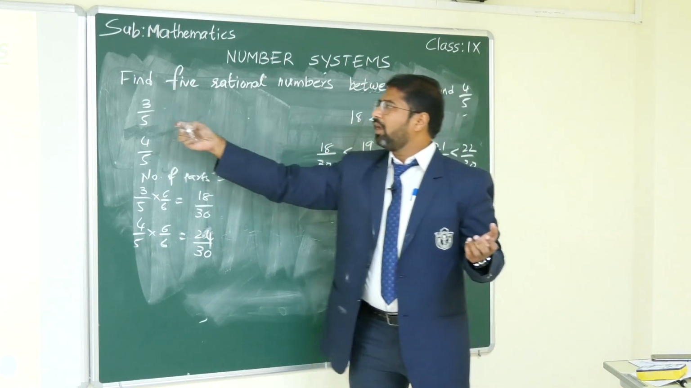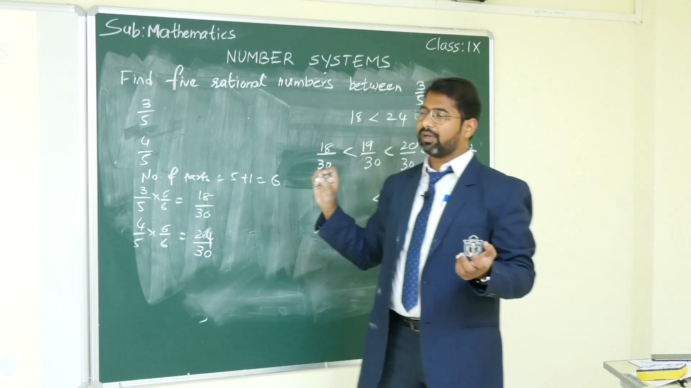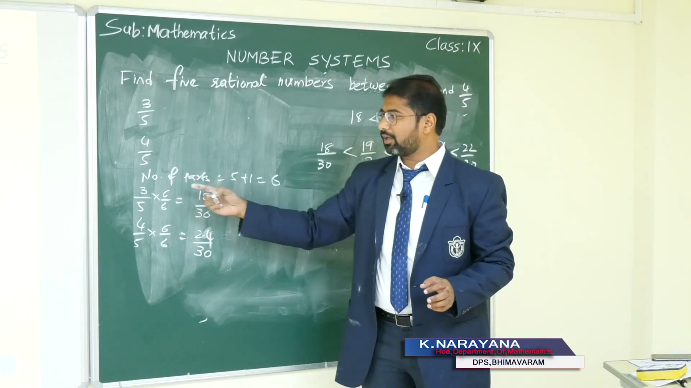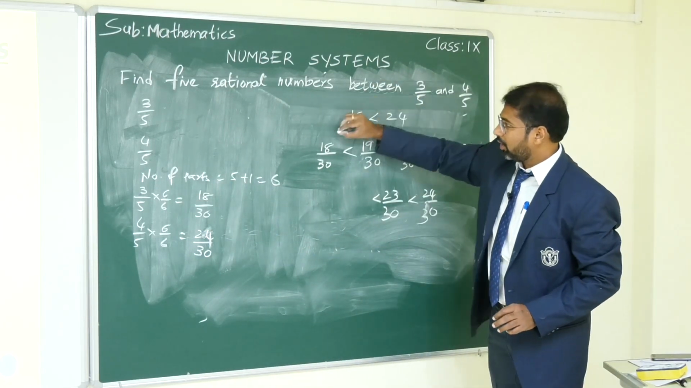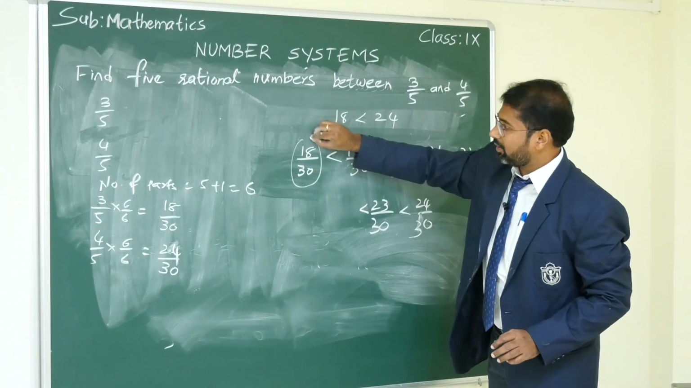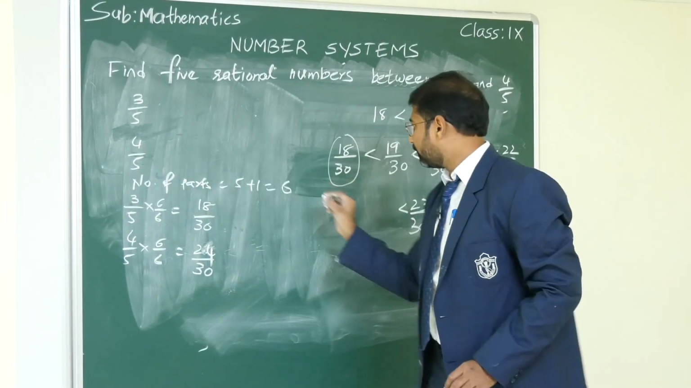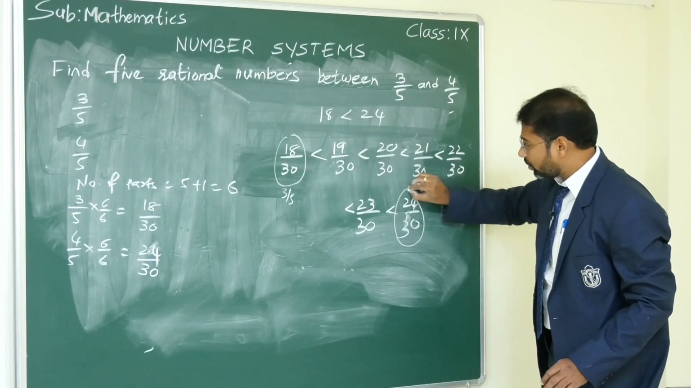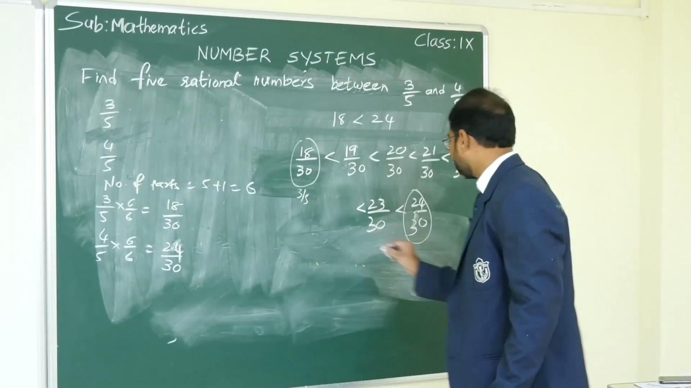Or else you can make denominators any bigger number which is equal. But this is one way. I want to insert 5. So 5 plus 1 is 6. So I have multiplied and divided each rational number with 6. So here 18 by 30, its equivalent fraction is 3 by 5. This is nothing but 3 by 5. And the equivalent fraction or rational number of 24 by 30 is 4 by 5.